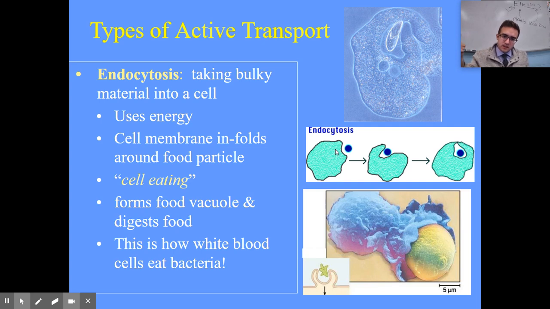Protein pumps, exocytosis, and endocytosis are 3 ways of active transport. All require energy, and they're all really just for bulky things.